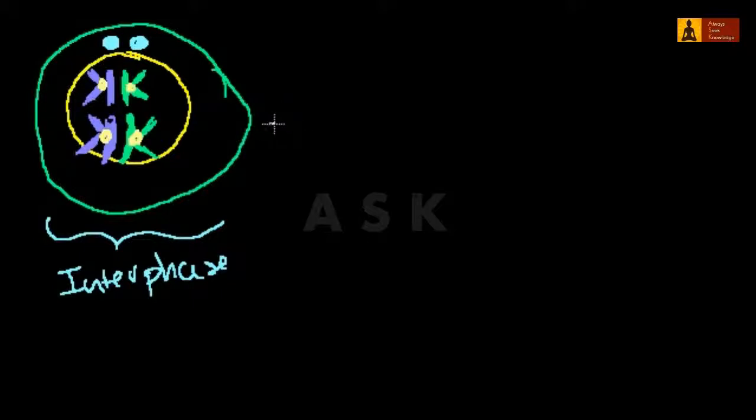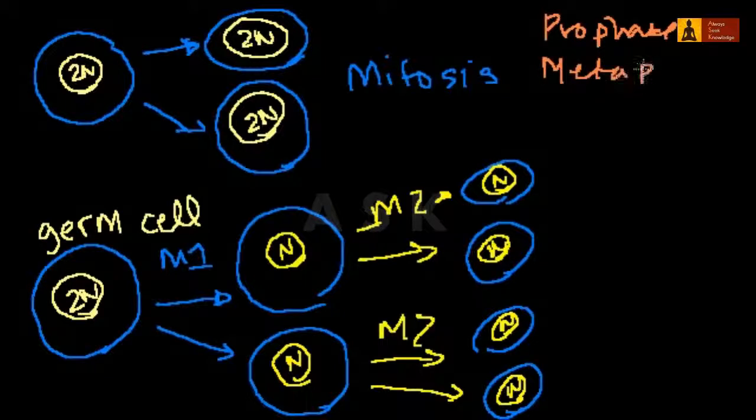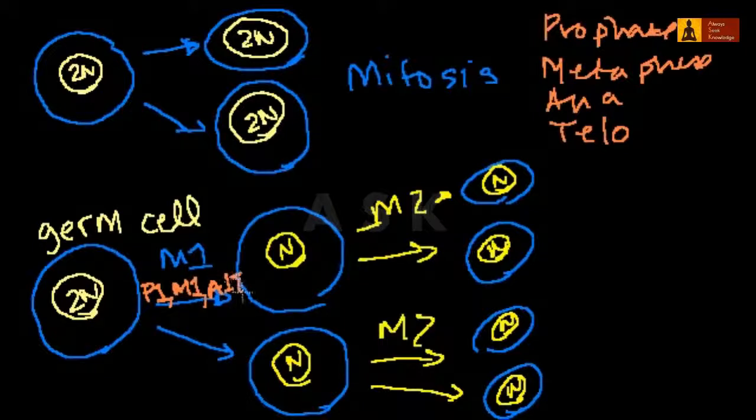So what happens is we enter into prophase 1. Let me write this down because I think it's important. In mitosis, you have prophase, metaphase, anaphase, and telophase, or PMAT. In meiosis, you experience these in each stage. So you have prophase 1, followed by metaphase 1, followed by anaphase 1, followed by telophase 1. Then, after you've done meiosis 1, it all happens again. You have prophase 2, followed by metaphase 2, followed by anaphase 2, followed by telophase 2.